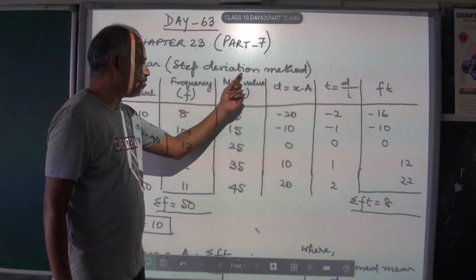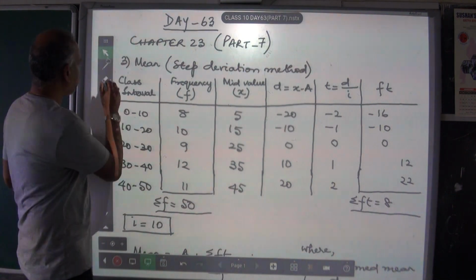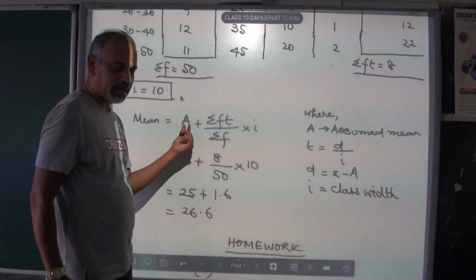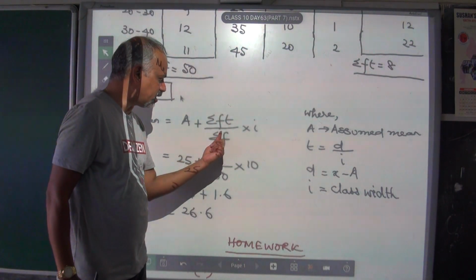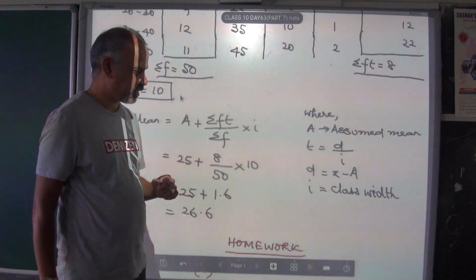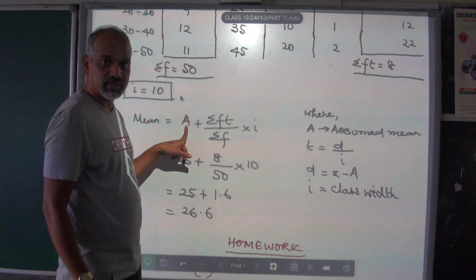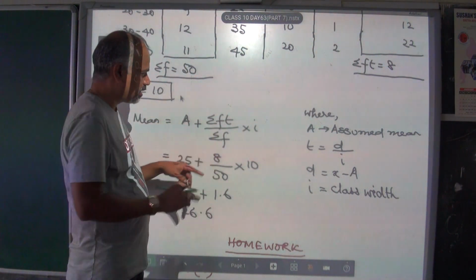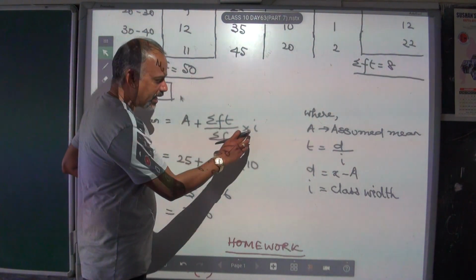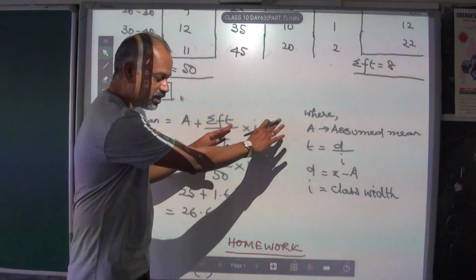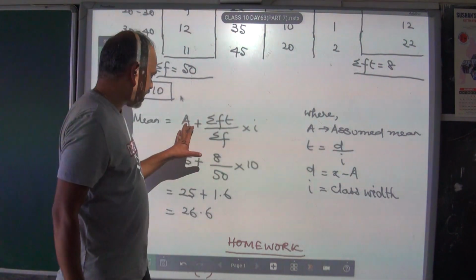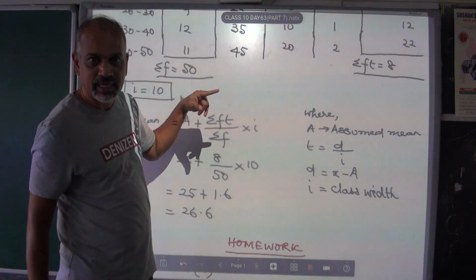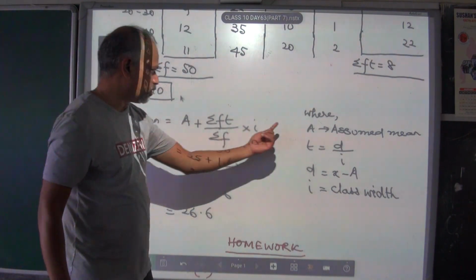In this method of step deviation, the formula that we are going to use is this. Mean is given as A plus sigma ft by sigma f into I. If you look at the formula, in the previous shortcut method also you found the A. Sigma f was there. New things which are there are t and I. I'll explain everything here. Where A stands for assumed mean, you choose one of those numbers in the mid values as your assumed mean. That's your A value.